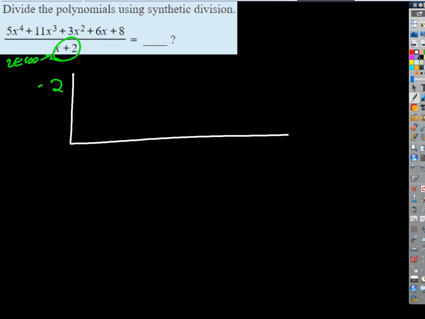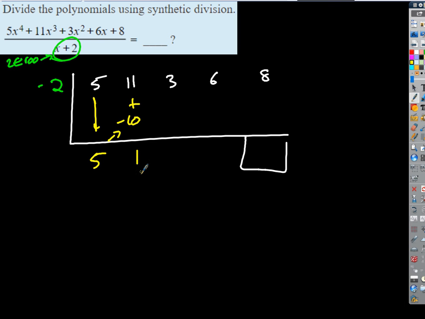What are the numbers that go up here? 5, 11, 3, 6, 8. Okay, good, the coefficients, right? So then all we've got to do, remember this little trick: we bring the 5 down. Then when a number shows up, what do I do? Multiply by -2, which gives me -10. Add or subtract? It's the opposite of long division, so we add. So we get a 1. Then 1 times -2 is -2. I add, get a 1.